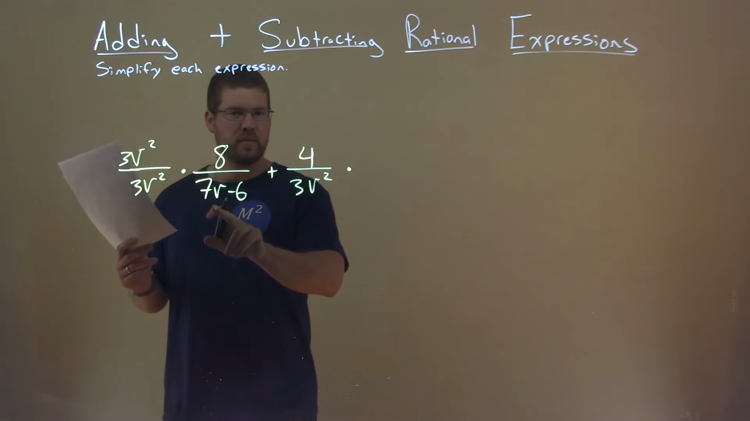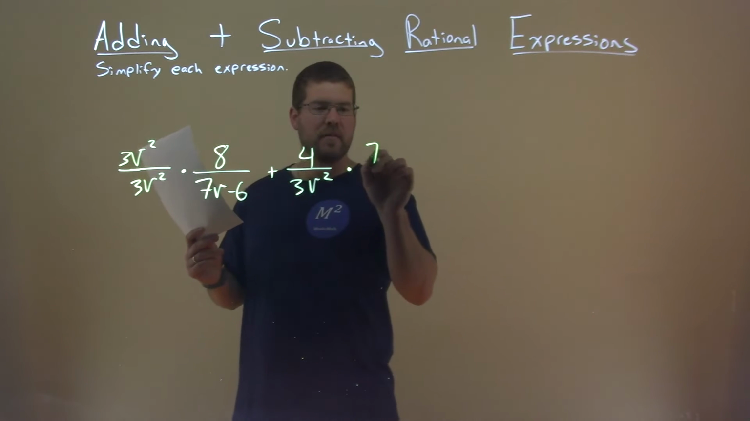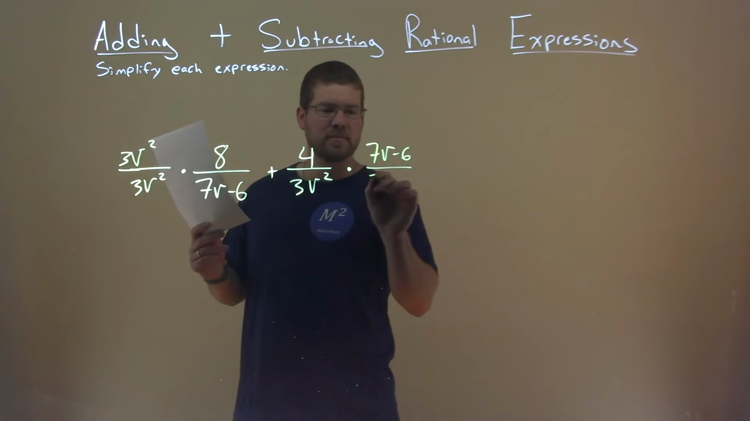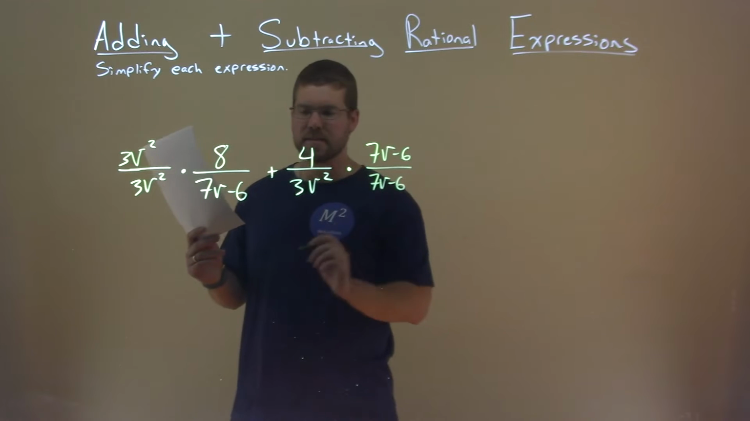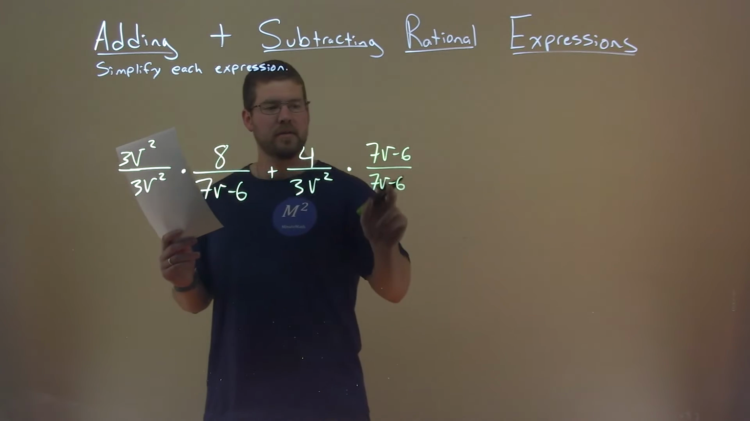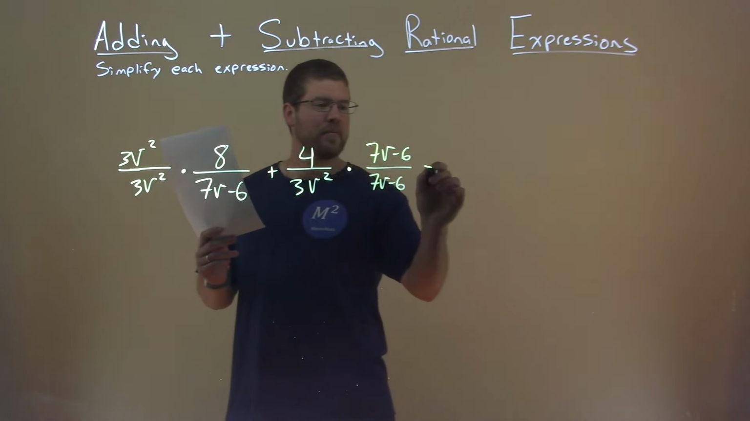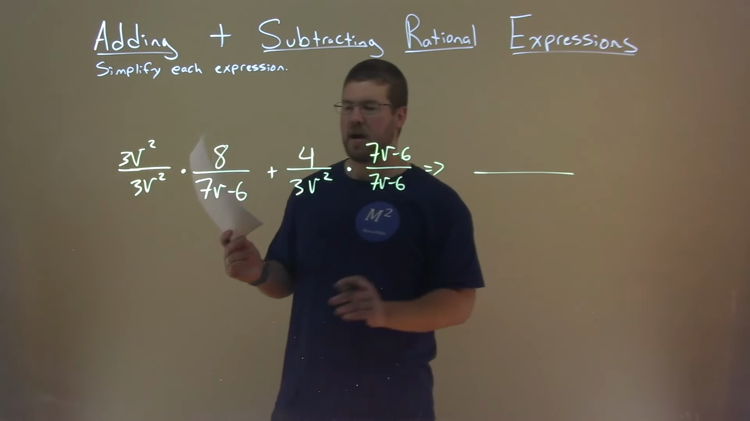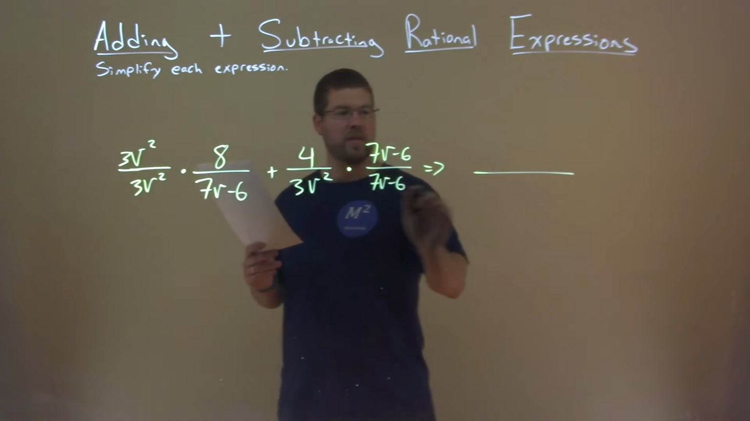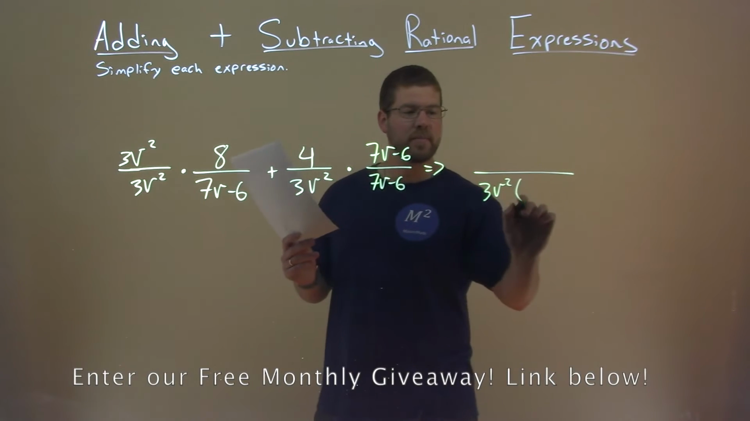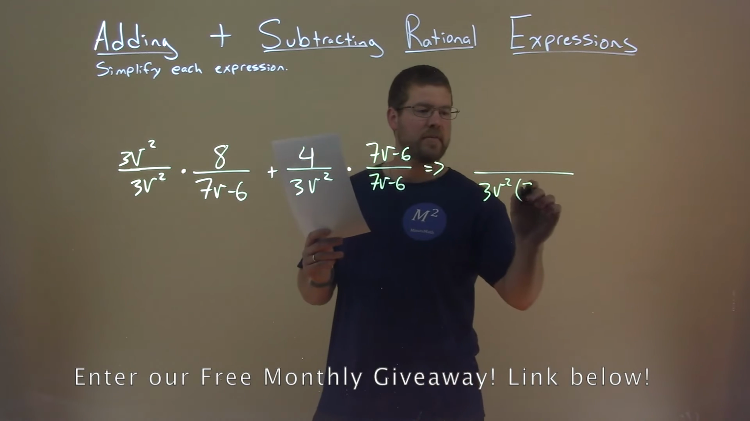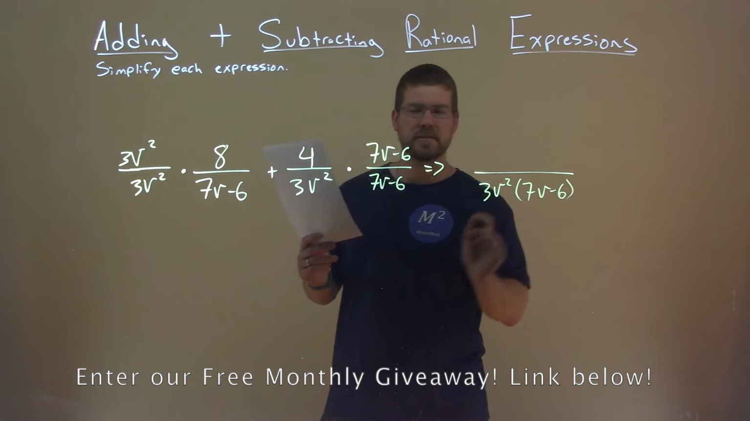Now I'm going to do the same thing here. I have 7v minus 6 over 7v minus 6 there. Again, same thing over itself is 1. What that does is it's going to give me what we call a common denominator, which is going to be that 3v squared times 7v minus 6.